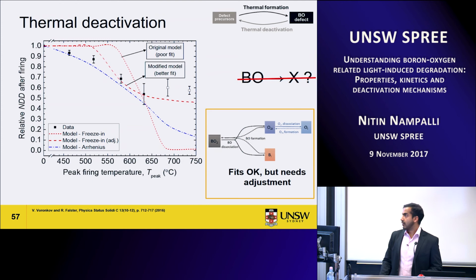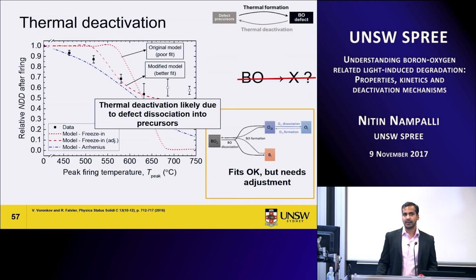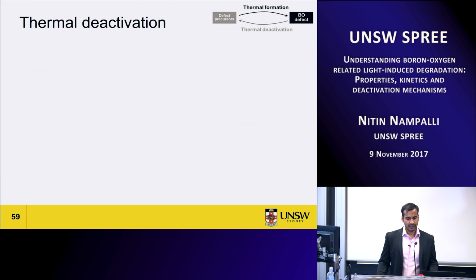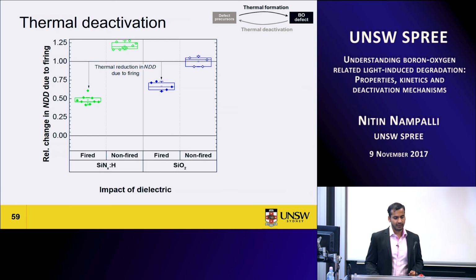But if we assume that the model is more or less correct, then thermal deactivation fundamentally is due to the dissociation of the boron-oxygen defect into its precursors. So we've seen two different ways to reduce the NDD, and the question here is, are these two mechanisms related? Now let's review what happens with thermal deactivation.